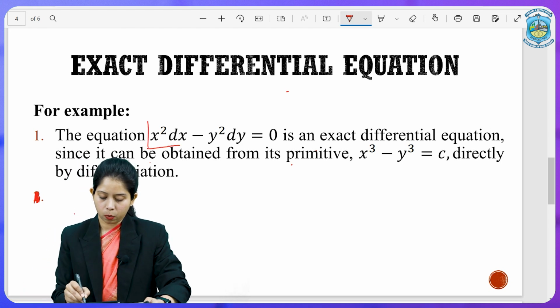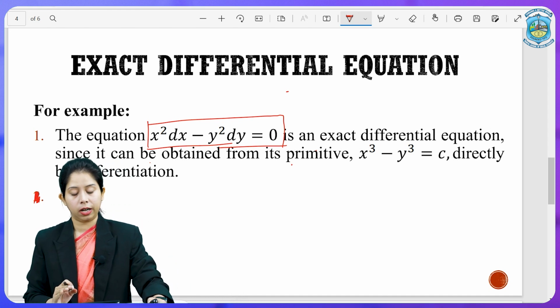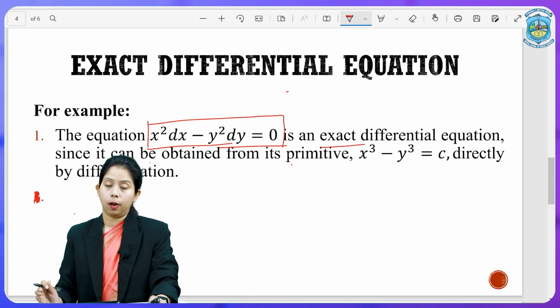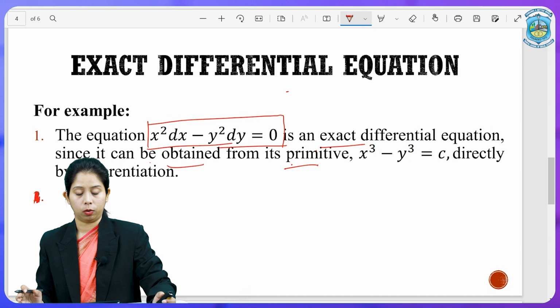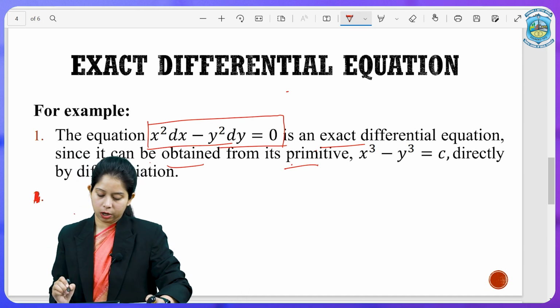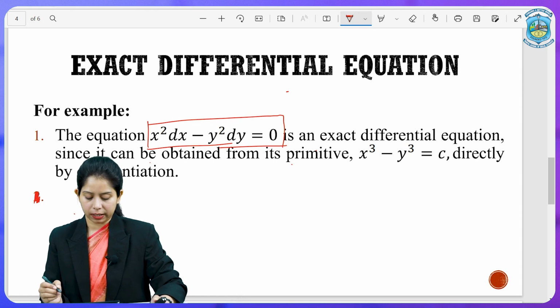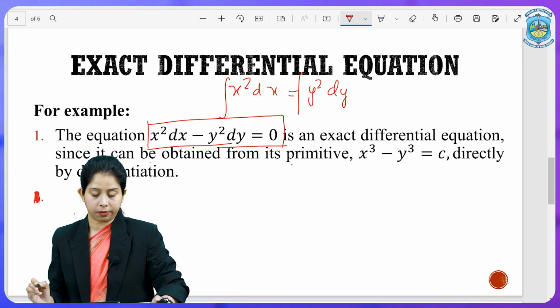The equation x square dx minus y square dy is equal to 0. So this is a differential equation. Now this differential equation is called an exact differential equation. Why? Because it can be obtained from its solution. Now the question is how? So we can solve it. You can see that x square dx minus y square dy equal to 0 is a differential equation. So what we will do, here we will separate the variables. So we can write it as x square dx is equal to y square dy. So here the variables are separated. Simply you have to integrate and find the solution of the given differential equation.